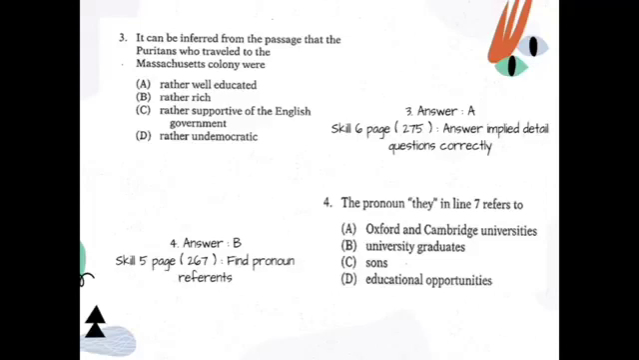Okay, next, number 3. It can be inferred from the passage that the colonists who traveled to the Massachusetts colony were: A, rather well educated; B, rather rich; C, rather supportive of the English government; D, rather undemocratic. The correct answer is A.